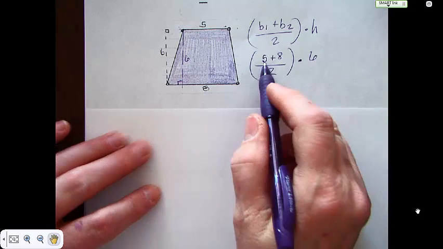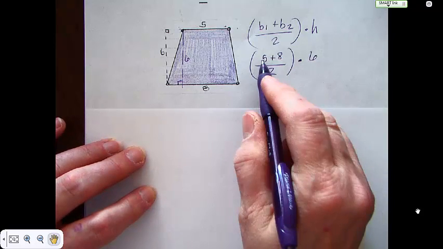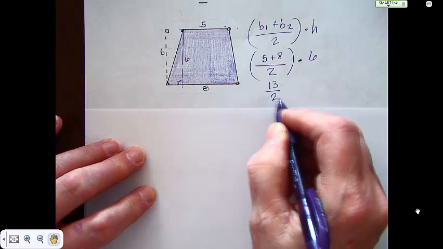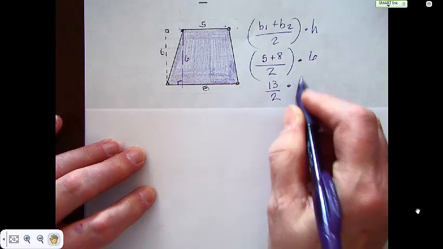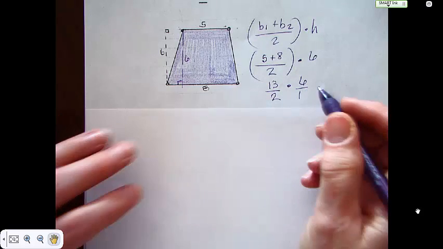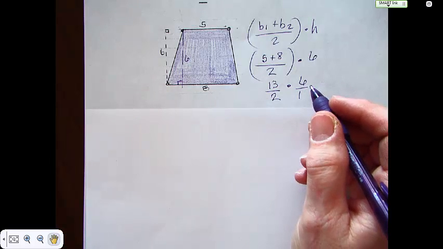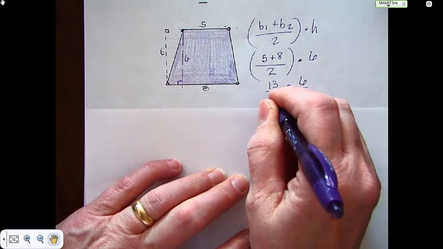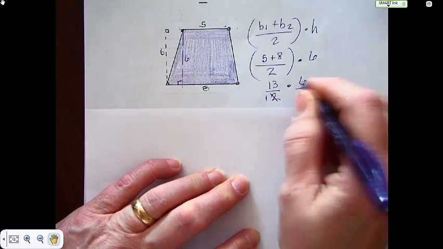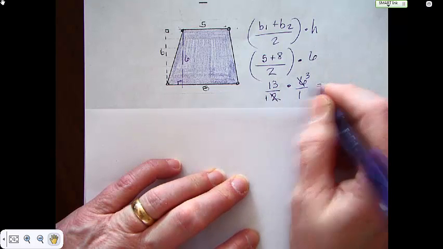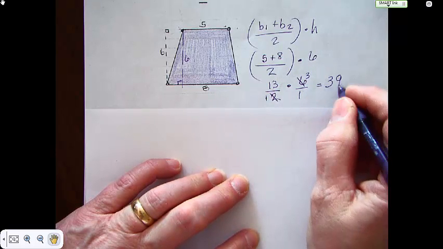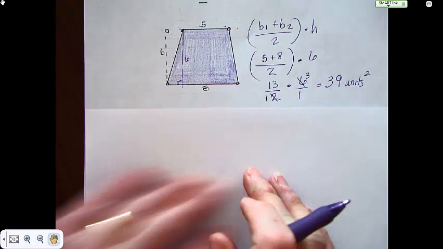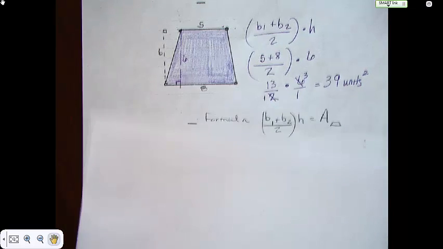5 plus 8 is 13, is that right? 5 and 8, 8, 9, 10, 11, 12, 13 over 2 times 6 over 1. This time I left it as a fraction. Why did I do that? Because it's going to be easier. So I just take 2 out of here, that's a 1, 2 out of here, that's a 3. 13 times 3 is 39 units squared. See why I did that? It just makes it easier.